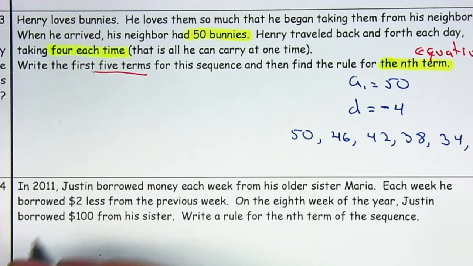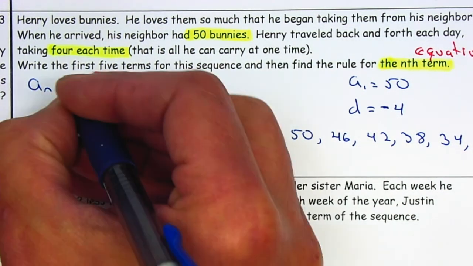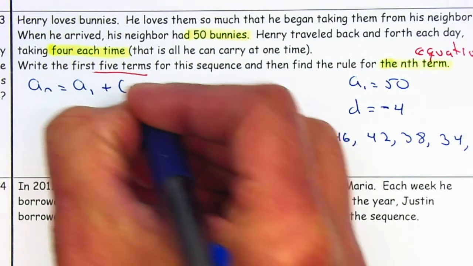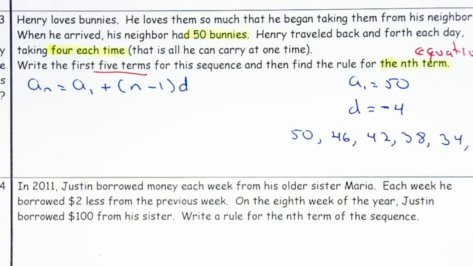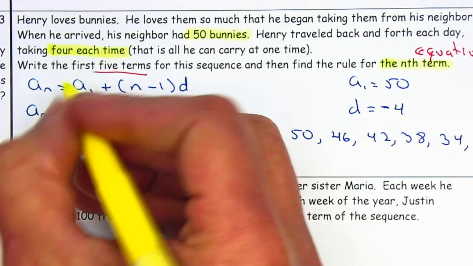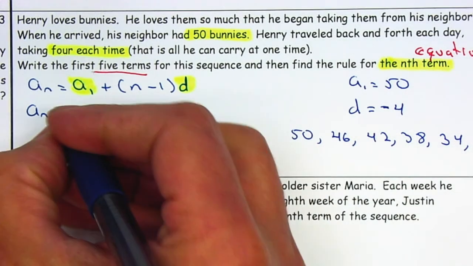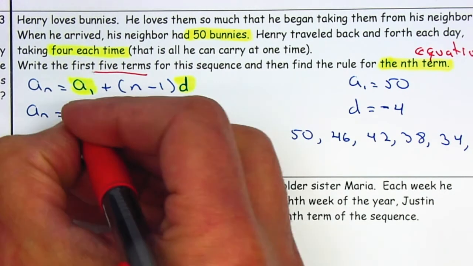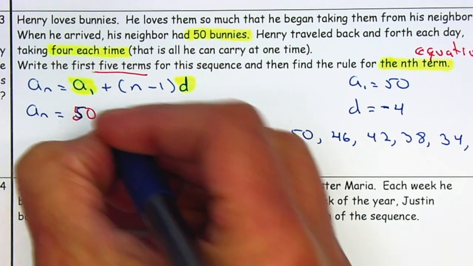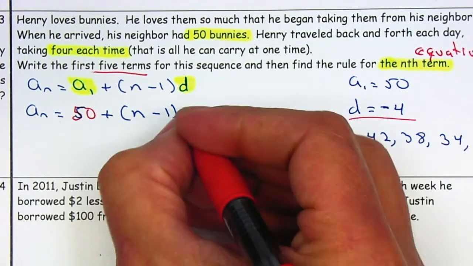We're going to follow the same process that we did on example number 2. Let's write down the equation. A sub n is equal to a sub 1 plus n minus 1 multiplied by the difference. Remember that you need to memorize this formula. And then let's plug in the information that we have now. A sub n is equal to, remember the only thing that you need to plug in is the a sub 1 and the d. A sub 1 is 50 plus n minus 1, and the difference is -4.